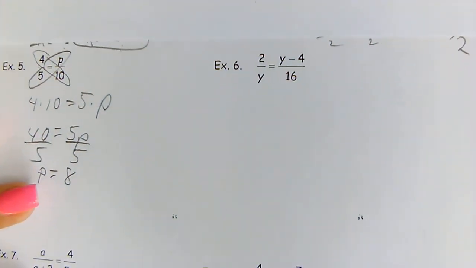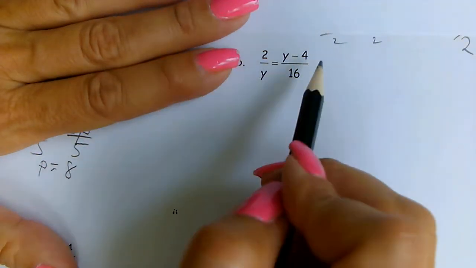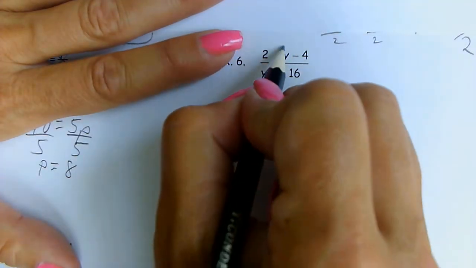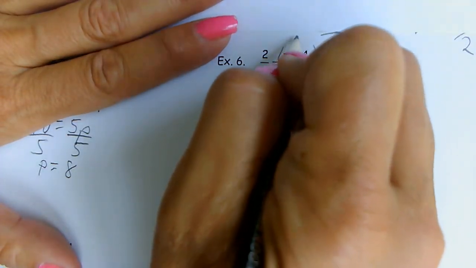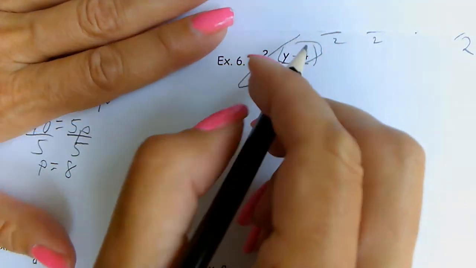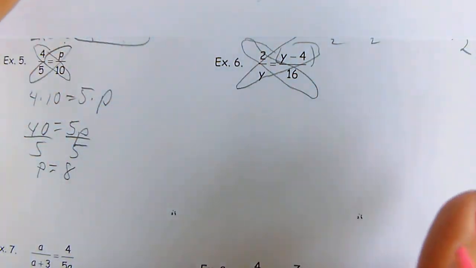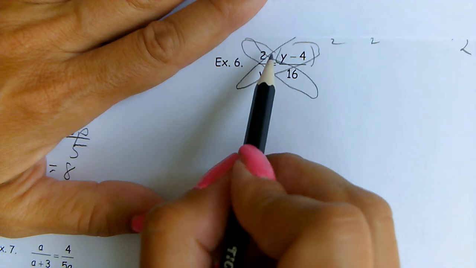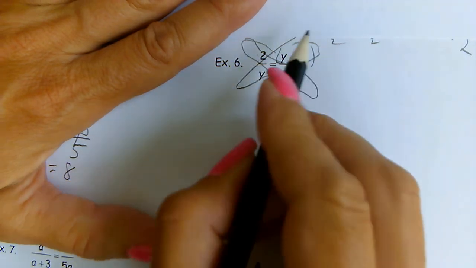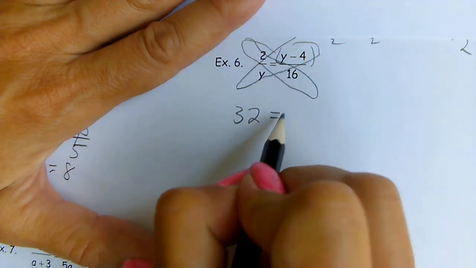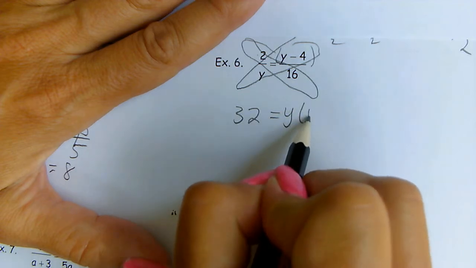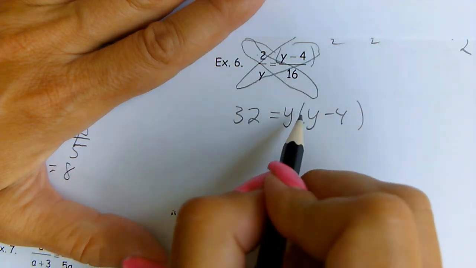So here I'm going to do the same thing. I have a fraction equal to a fraction. If ever I have a mistake in one of these videos, please feel free to point it out or ask a question. I will redo it. I make mistakes all the time. So here I'm going to do 2 times 16, 32 equals y times y minus 4.